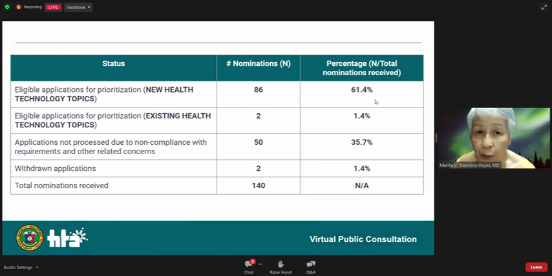2 applications were existing health technology topics. And finally, there were 86 new health technology topics that underwent the prioritization process. So that's about 60%, or 62 or 63% of the nominations underwent the prioritization process, and less than 40% did not undergo the full process. Next slide, please.